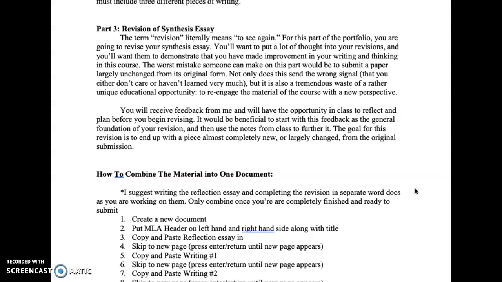The worst mistake you can make on this part is to submit your paper and it's not changed from its original form. Now, not only does this send the wrong signal, that maybe you don't care, you haven't learned very much, it's just a tremendous waste of a rather unique educational opportunity, and you get to re-engage with this essay. So something that I'm looking for, and this is what we'll go over in class on Thursday, is you need to think about ways that you can change the essay.